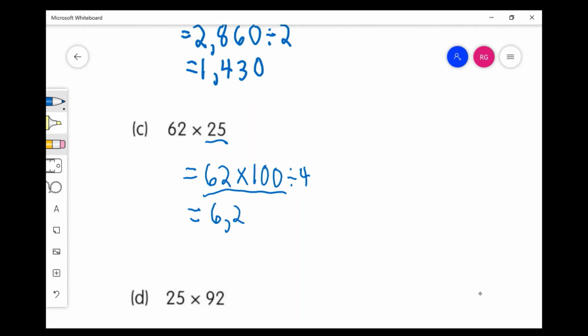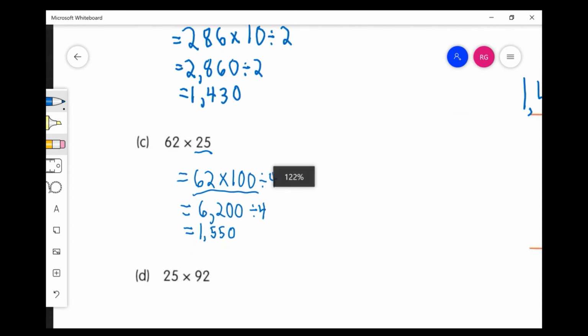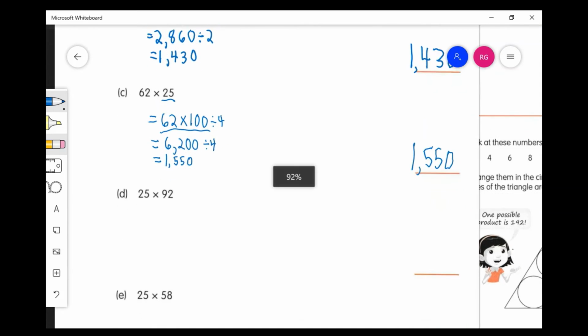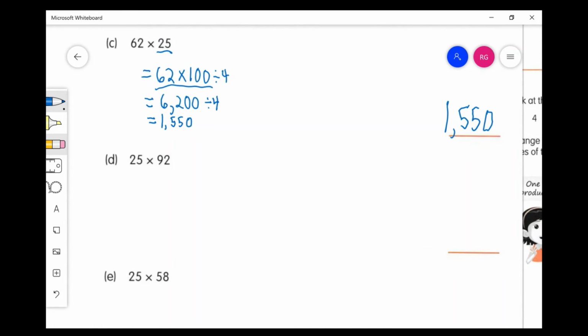It's 6,200. We just move the decimal 2 places to the right there. And then we can divide by 4. And we should get 1,550 after working that out. And we should write that on the line as well. So I should write 1,550 on the line. And then the next one here says 25 times 92.